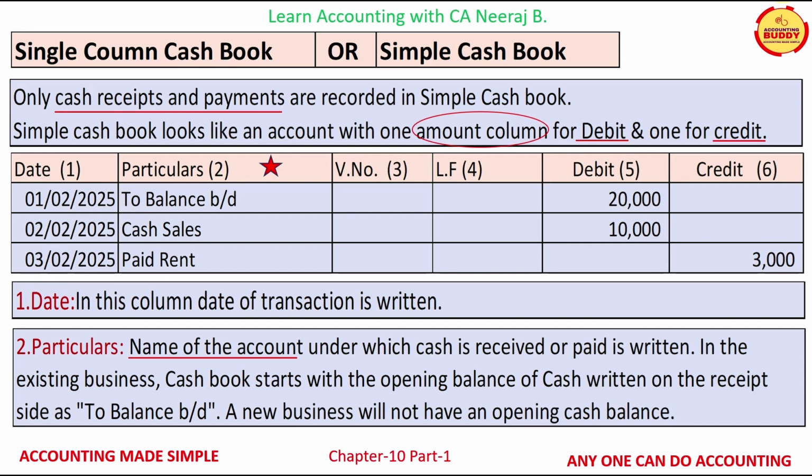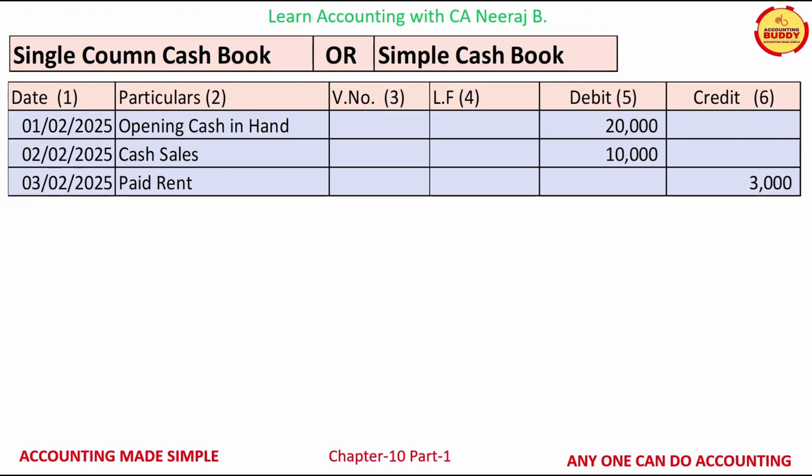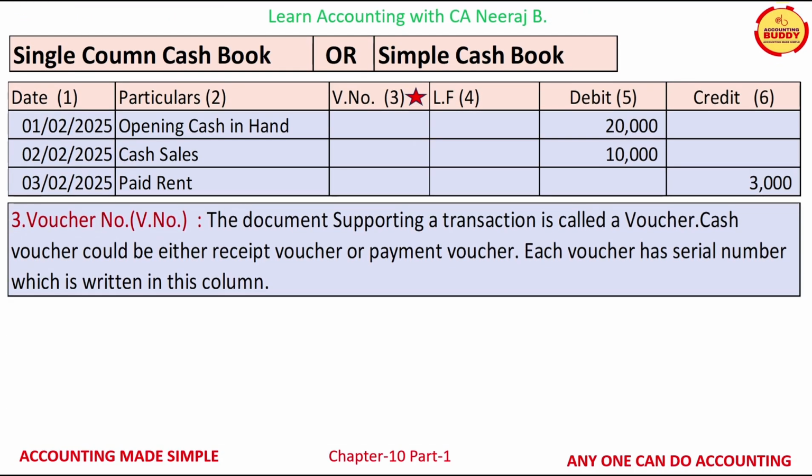In the existing business, cash book starts with the opening balance of cash written on the receipt side as to balance brought down. A new business will not have an opening cash balance. Column number 3 is voucher number. The document supporting a transaction is called a voucher. Cash voucher could be either a receipt voucher or a payment voucher. Each voucher has a serial number which is written in this column.